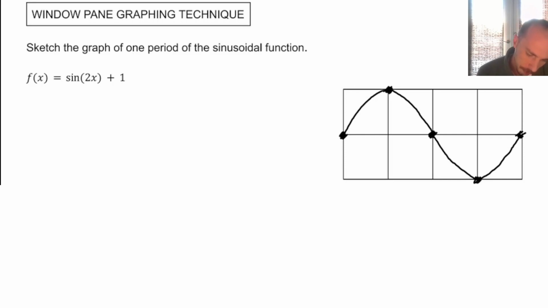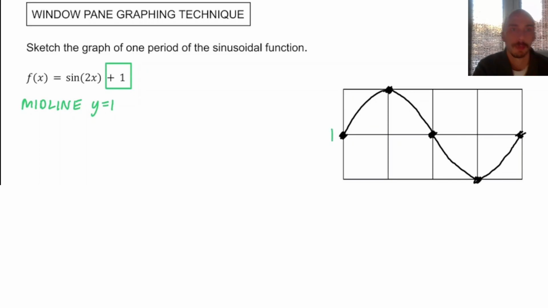Okay, so the first thing I would recommend is the midline. Remember, the midline is affected by a vertical translation, so it's that number that's added onto the outside. So the midline is going to be y equals 1, and I'm going to label that right there. Then I might think about the amplitude, because the midline and the amplitude go together since they're affecting the verticality. The amplitude is the number that's multiplied out in front of the sine, and I don't see anything there, so the amplitude is 1. So I'm going to go up by 1 and down by 1.